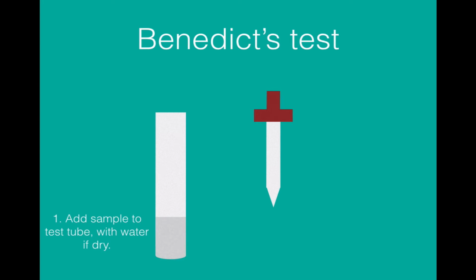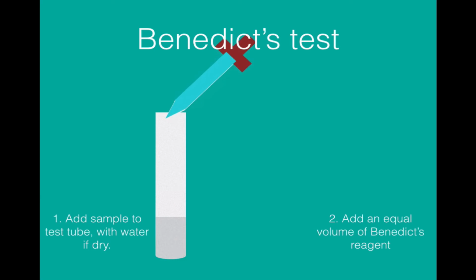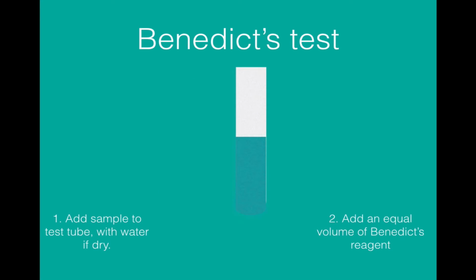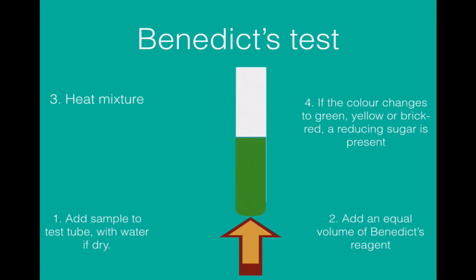The Benedict test for reducing sugar. Like with the protein, you add your sample to a test tube and you add some liquid to the sample if it's a dry sample, so the sugars can dissolve. You take an equal volume of Benedict reagent to the sample and add it to your mixture. You then heat your mixture, and if it changes color, it will have a reducing sugar present. If it doesn't, it doesn't.